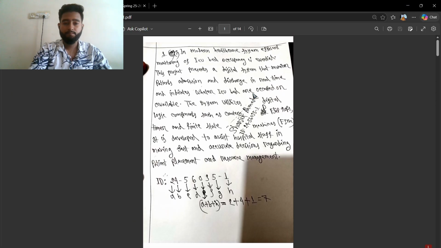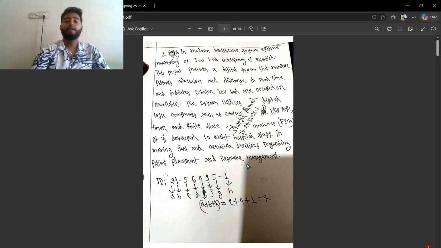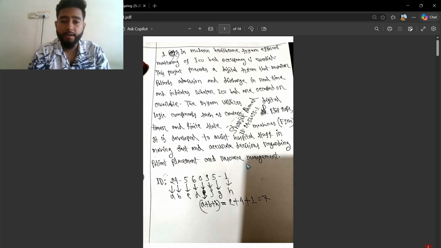So, in a modern healthcare system, efficient monitoring of ICU bed occupancy is essential. This project presents a digital system that monitors patients' admission and discharge in real time and indicates whether the ICU bed is full or empty, or someone is discharged or admitted. So we can monitor this.